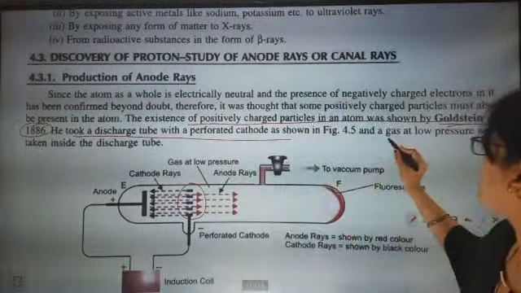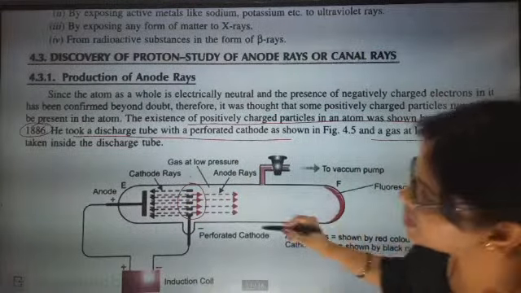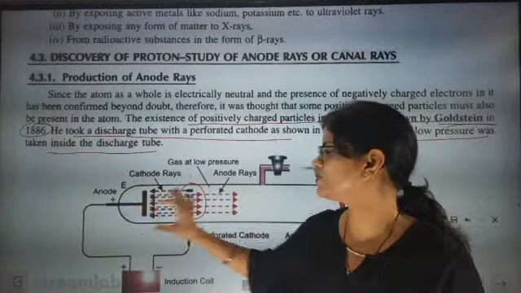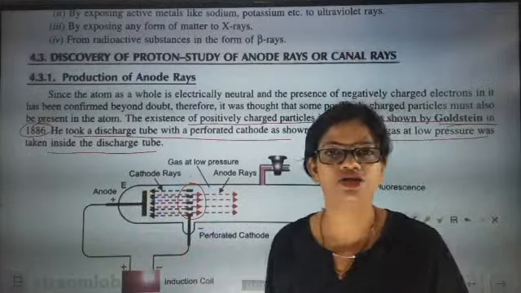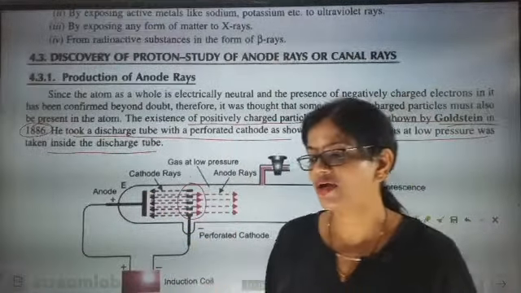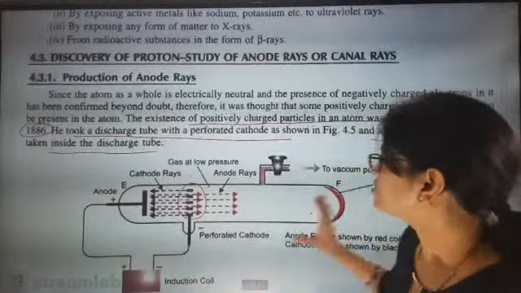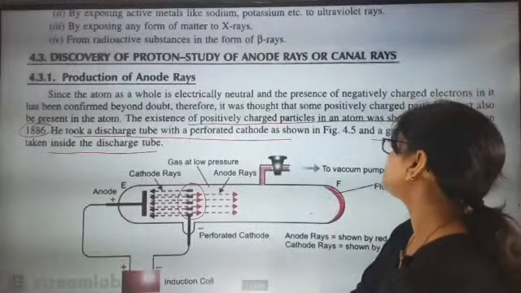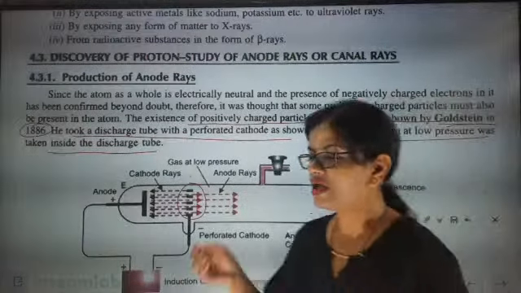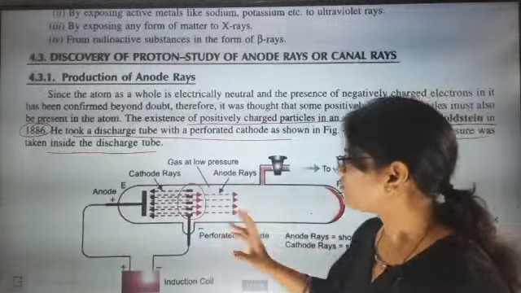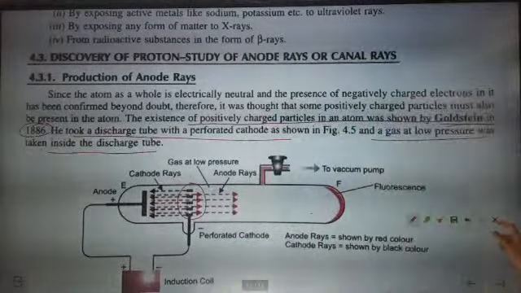A gas at low pressure was taken inside the discharge tube. One gas was taken inside the discharge tube, and the pressure of the discharge tube was reduced. How is the pressure reduced? With the help of a vacuum pump. He took the gas and reduced the pressure. After doing that, what exactly was the finding?